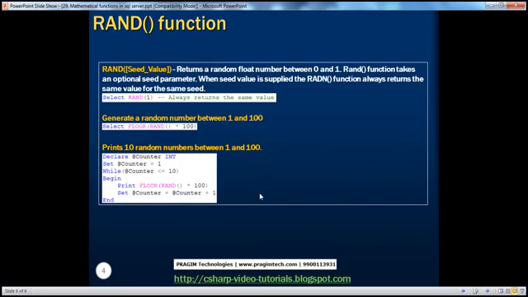The next useful function that we'll look at is the random function, the rand function. As the name says, random, it gives a random number between 0 and 1. So it actually gives us a decimal number. Let's look at that first.